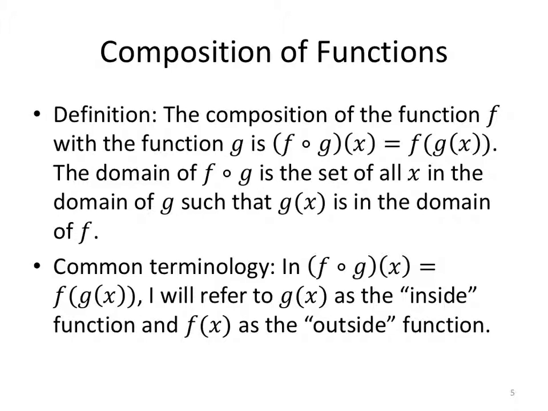So the composition of the function f with the function g is written with this little open circle notation. Sometimes you could be lazy, call it f o g. F composed with g evaluated at x, and that is just f evaluated at g of x. So I'm evaluating one function using another one. The domain of the composition is the set of all x in the domain of g, such that g of x lands in the domain of f. In general, f composed with g of x, which I will always rewrite as f evaluated at g of x, I'll refer to g of x as the inside function, whereas f of x is the outside function.